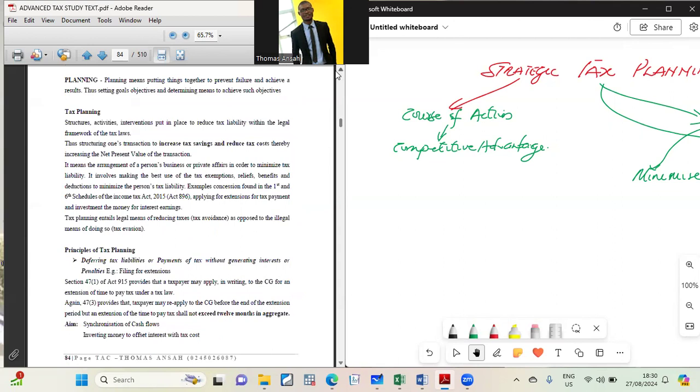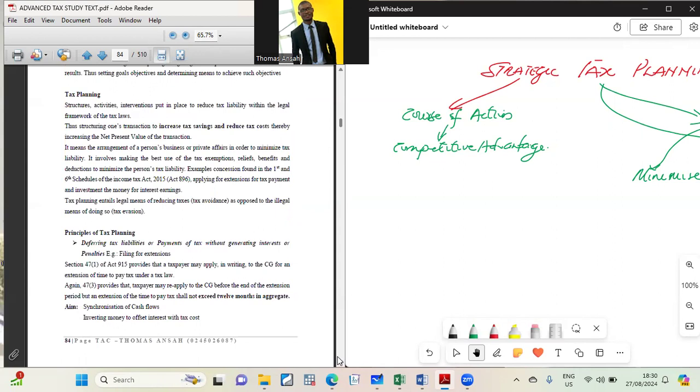Now, so basically, if you say you want to plan your tax, then it means that you've been able to defer your tax payments without suffering penalties. All right, so basically that is that. Now, if you're able to do that, the law actually provides that you can have a maximum period not exceeding 12 months. But even if you had 6 months, you can invest the money for half a year and get something. So the benefit is to synchronize your cash flows. Maybe you don't have the money yet, you can get it. You can also invest the money to offset the interest on the tax that you are paying.